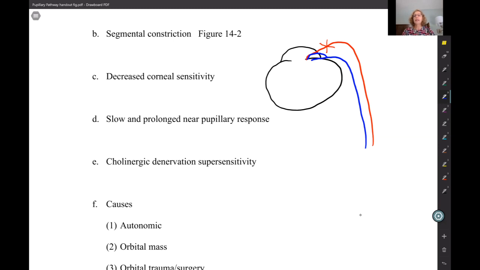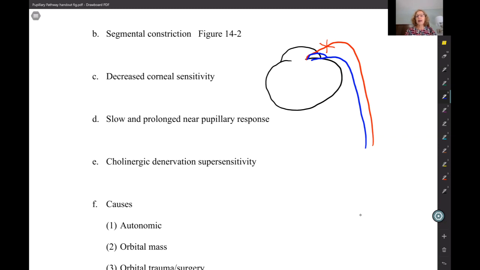Another thought is that the innervation to the ciliary muscle is greater than innervation to the pupil. Remember that there are 30 nerve fibers going to the ciliary body for every one nerve going to the sphincter. So some ciliary muscle fibers may remain intact. These remaining fibers secrete acetylcholine into the aqueous. The acetylcholine then travels to the iris, and this causes the supersensitive sphincter to constrict very slowly.